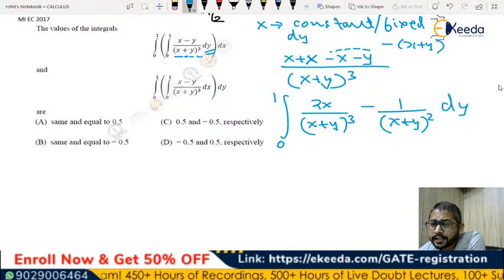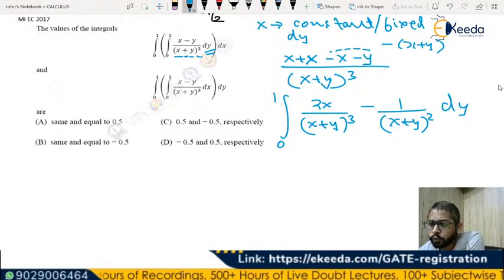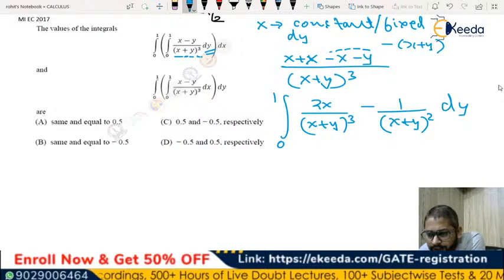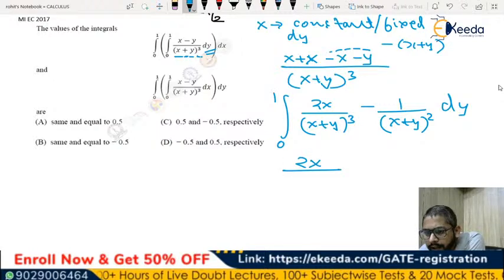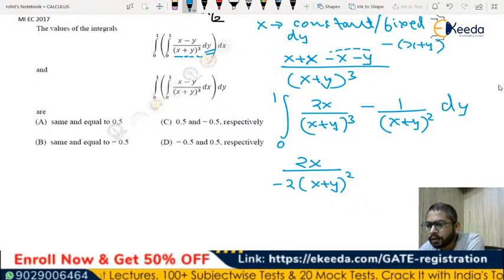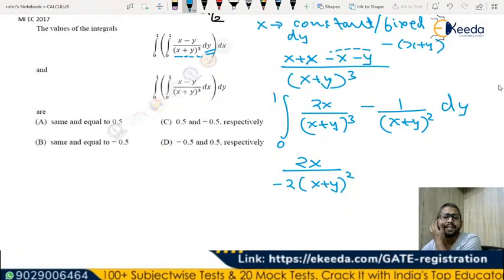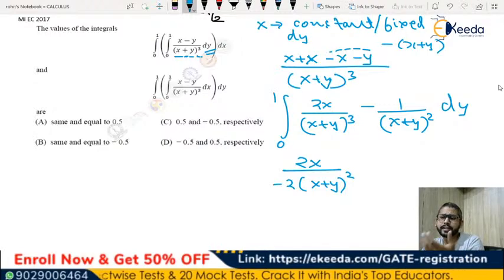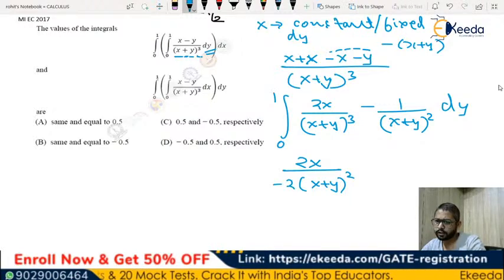So the first integration, (x plus y) cube, or I'll say to the power of minus 3. So this becomes 2x by minus 2, and (x plus y) to the power of 2. It's like (x plus y) to the power of minus 3, so minus 3 plus 1, and the denominator will be minus 2.